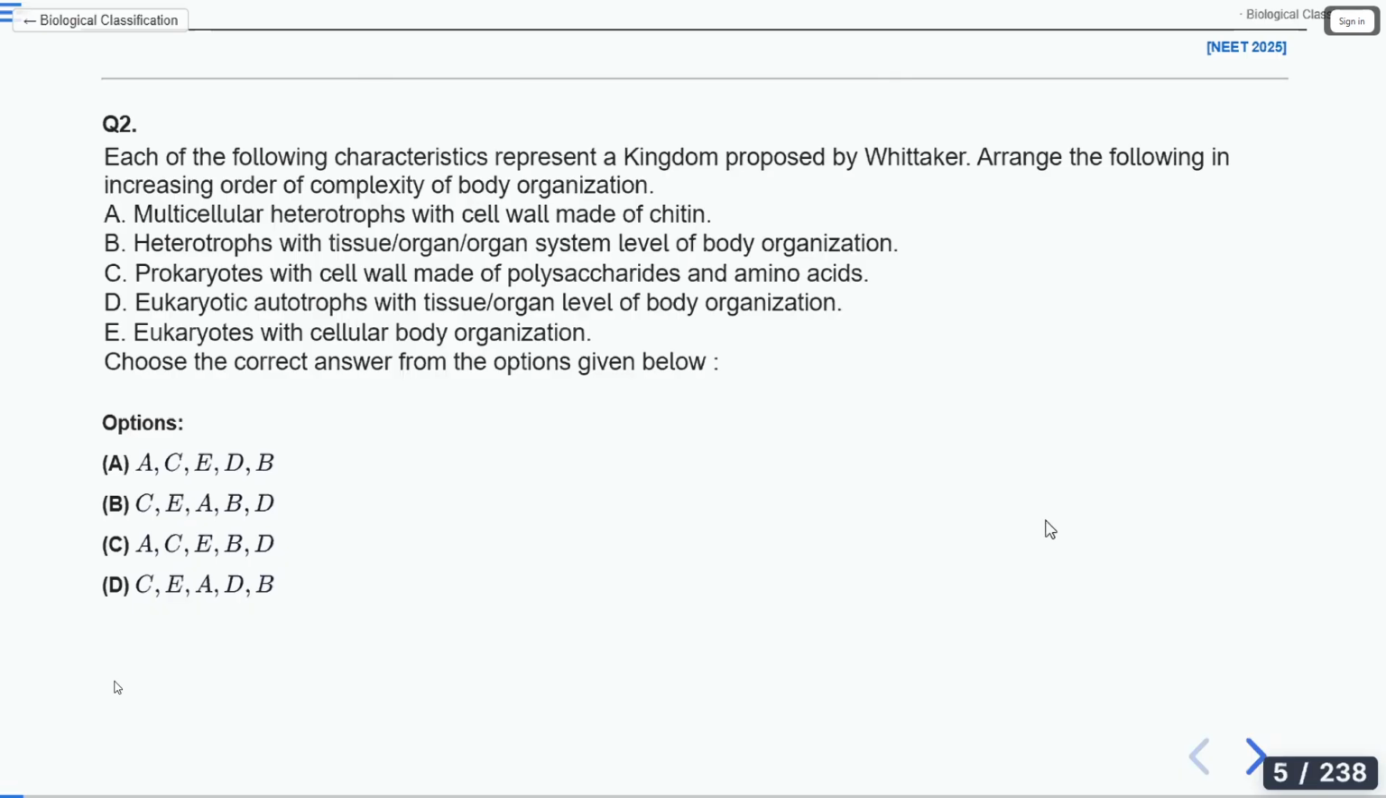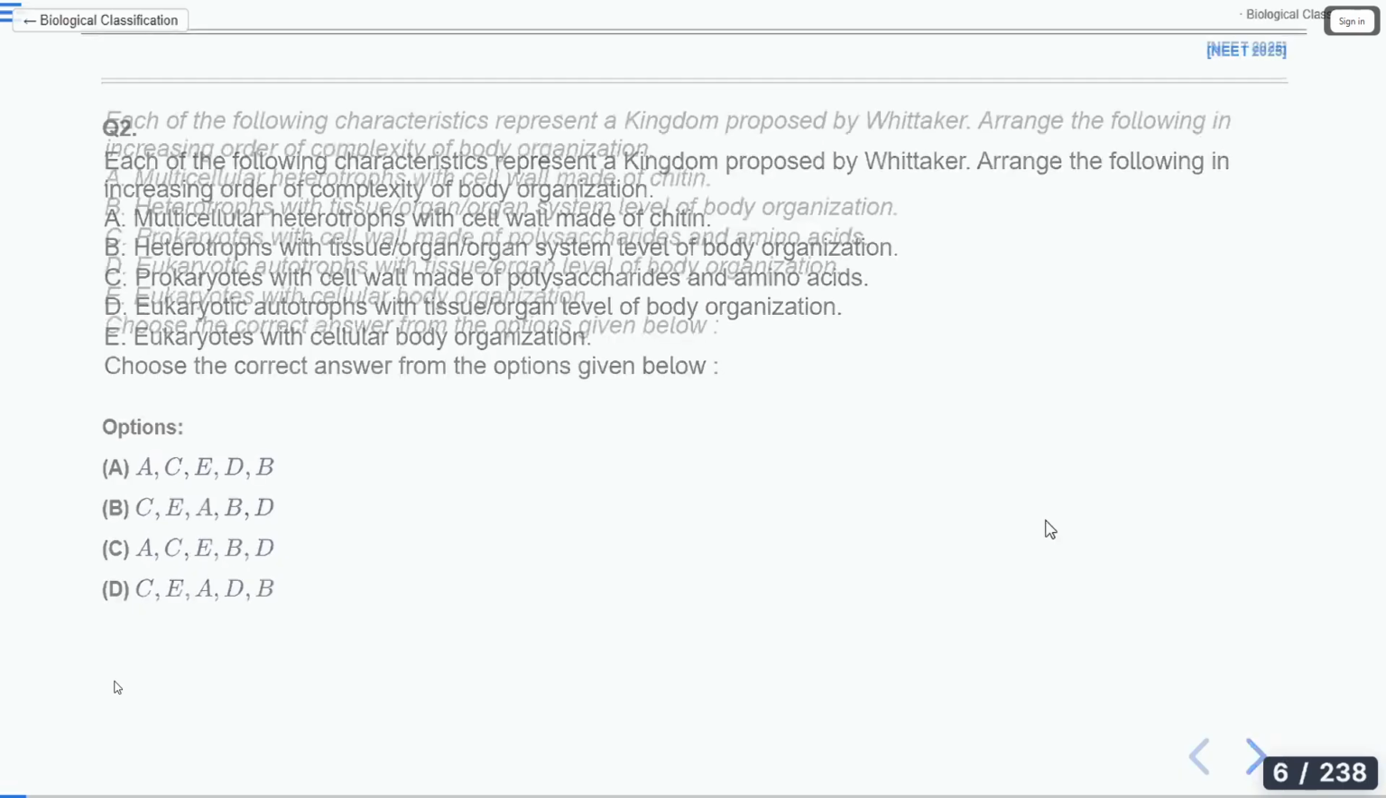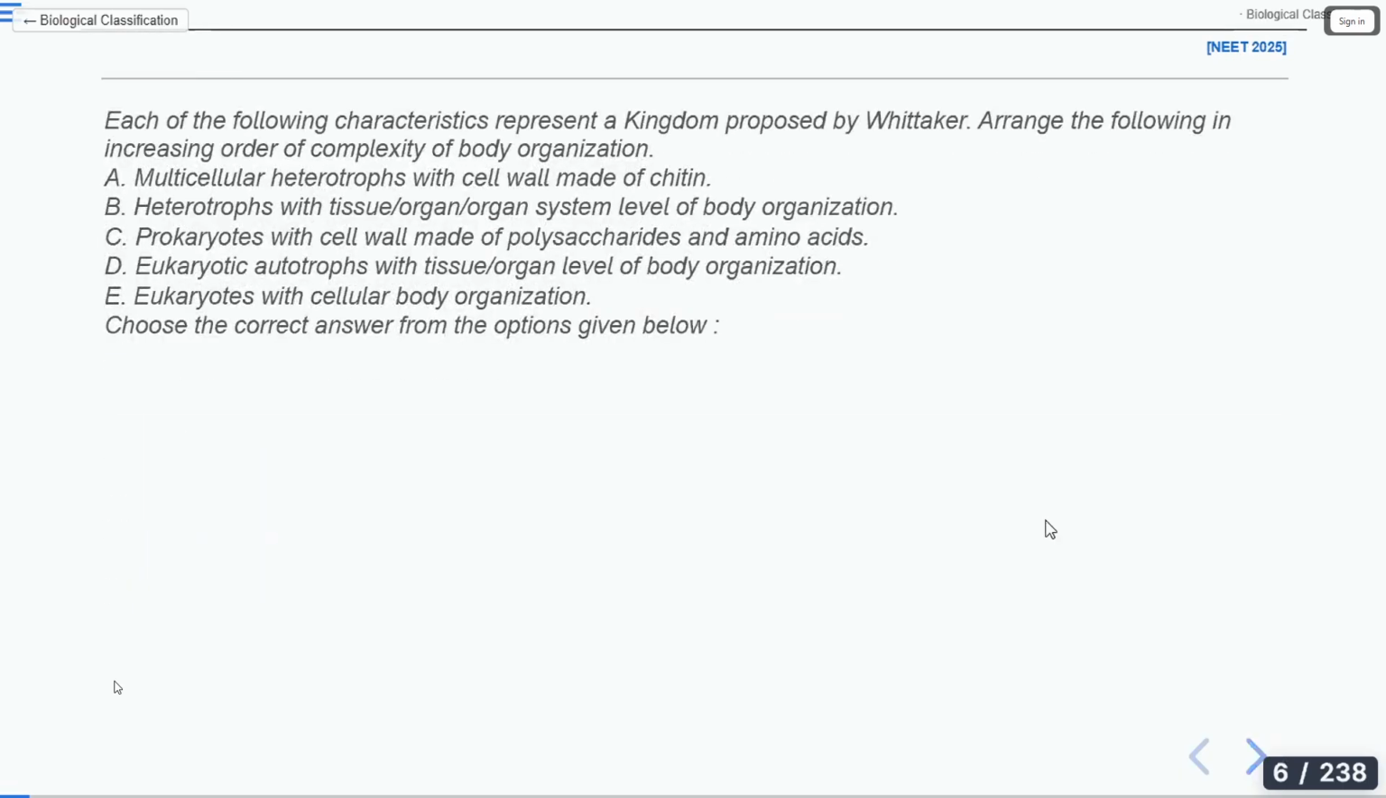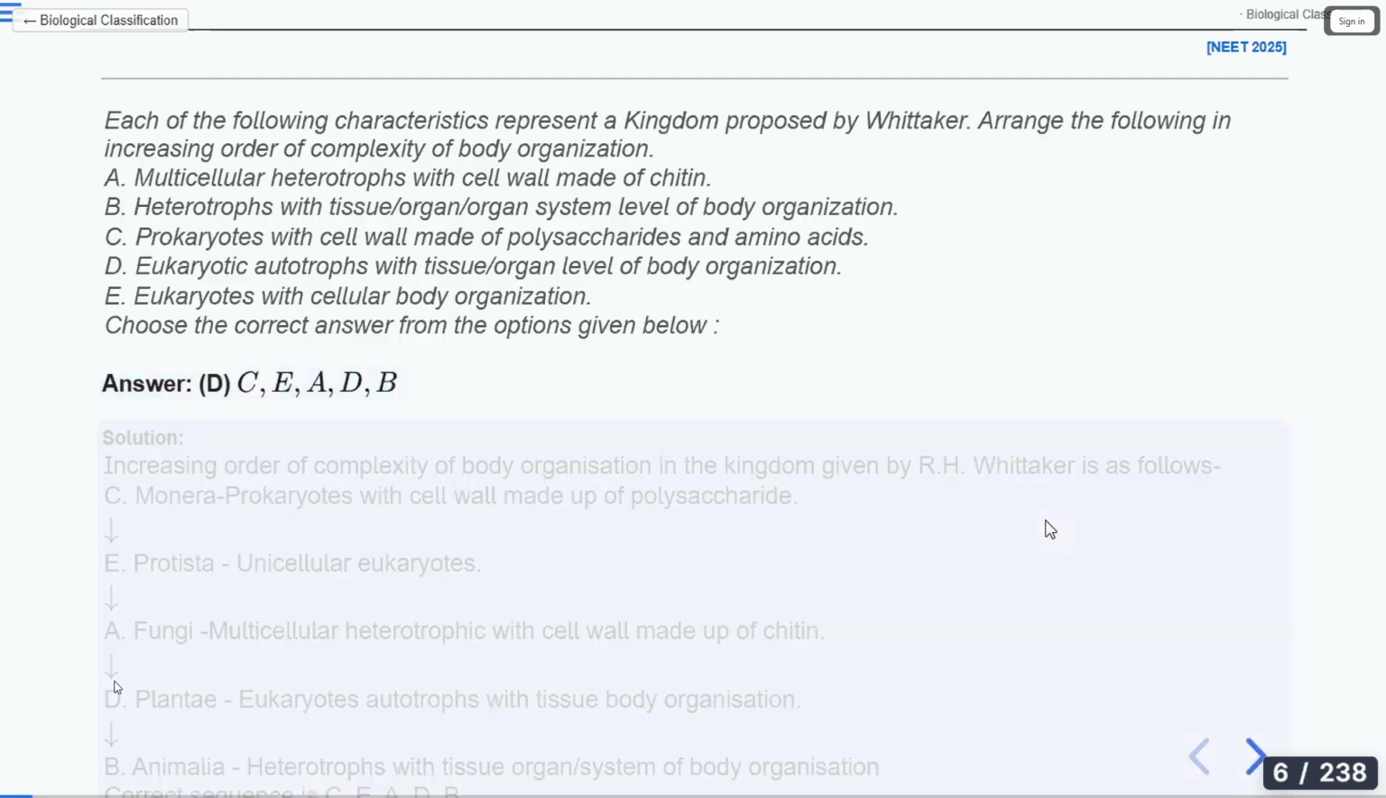then multicellular heterotroph, eukaryotic autotrophs, and then heterotrophs. Okay, let's see what is the correct answer. So option D is the correct answer. Very good.